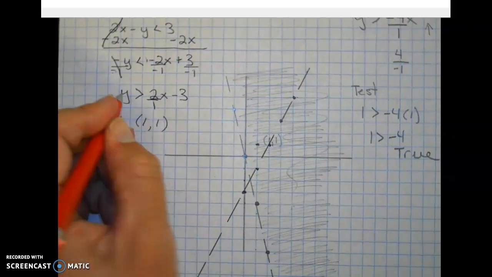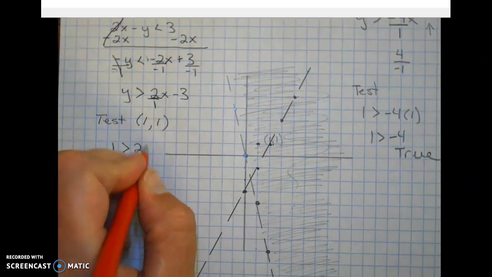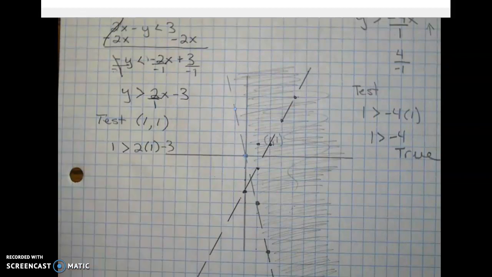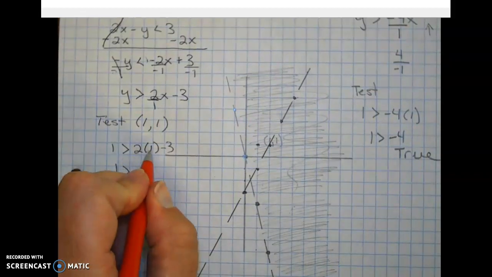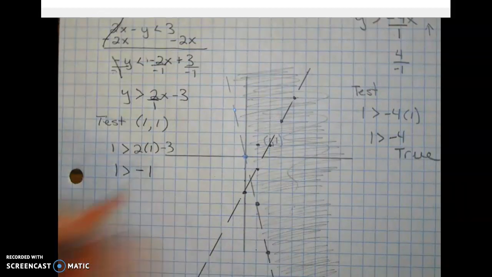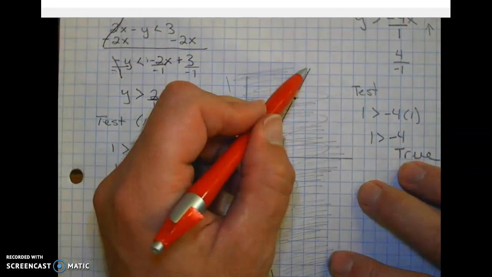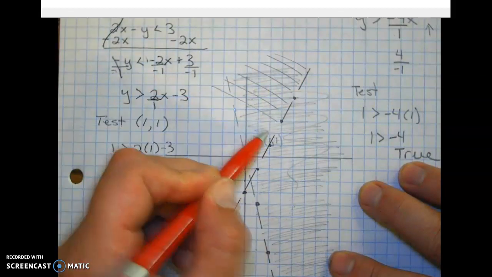So plugging 1 in for y, plugging 1 in for x, we're going to get 1 is greater than 2 times 1, which is 2, minus 3 is negative 1. 1 is greater than negative 1. So that means 1, 1 is a solution. So we are going to shade that direction.